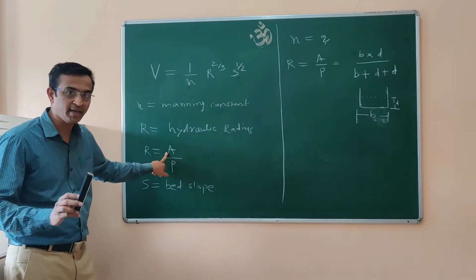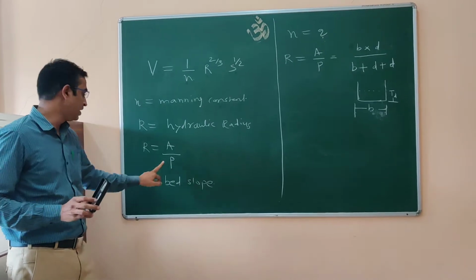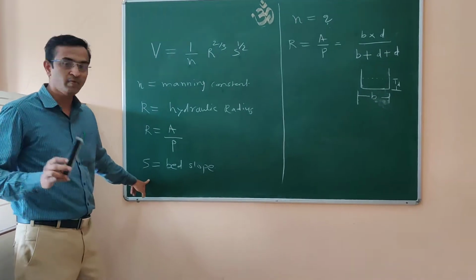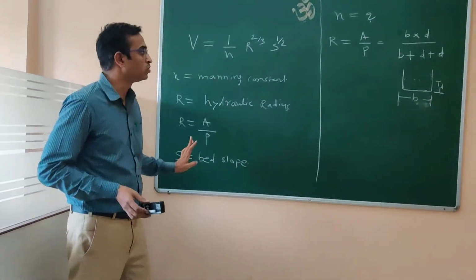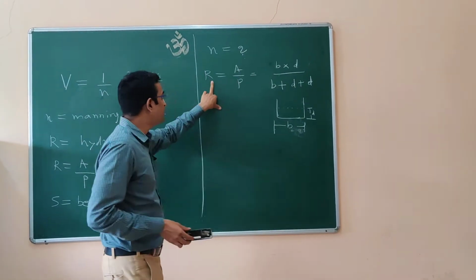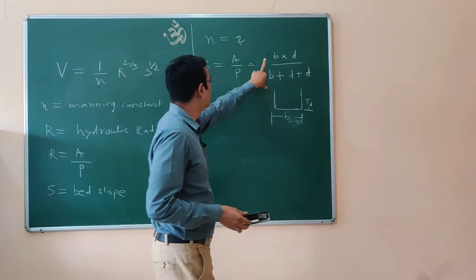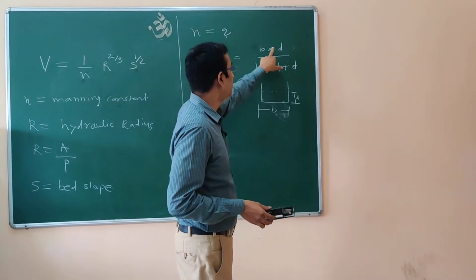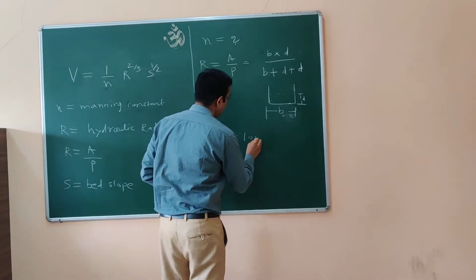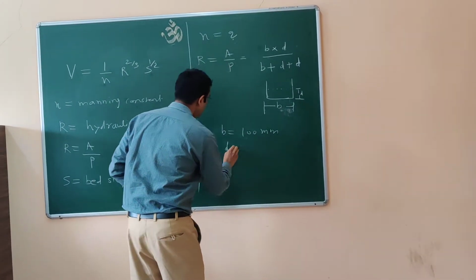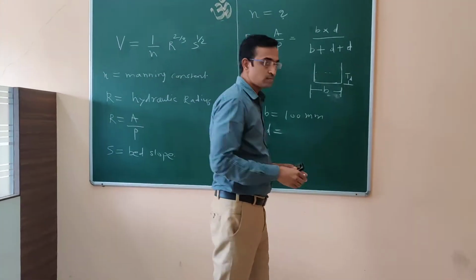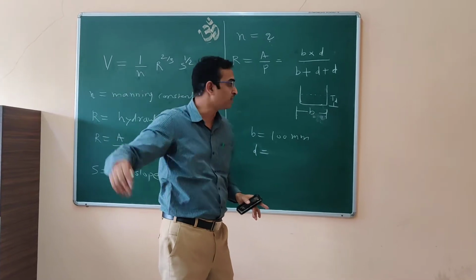A is the wetted area, divided by the wetted perimeter. And then S is the bed slope. Whatever slope we are providing, that is called the bed slope. Again, N is our aim, to calculate Manning's constant. Regarding R is equal to A by P, A is B into D. B is the standard, that is 100 mm. And D is the depth of flow, which we are going to measure in the open channel. I will show you that during the practical.